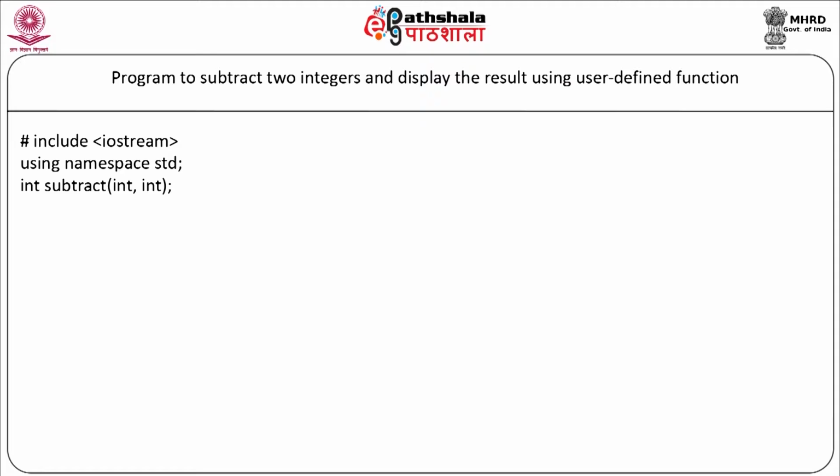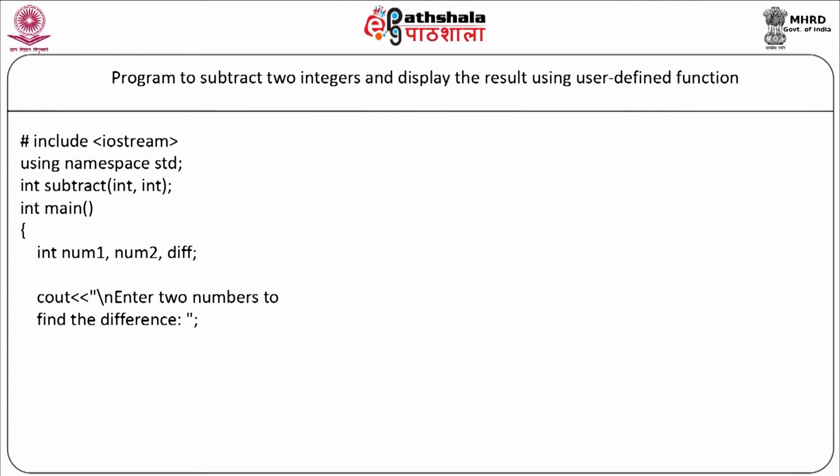Now we will start with our main program as int main. We will start with the main code. int num1, num2, difference are the three variables which are declared. Now we will take the input from the user. Before that, we will give the message to the user as cout, enter the two numbers to find the difference. We will take the input as cin num1 num2.